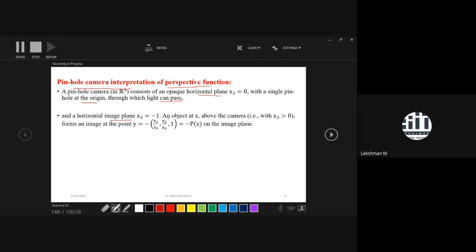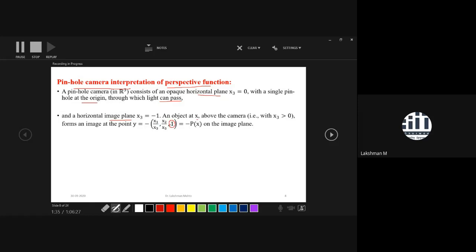Suppose there is an object at x above the camera. That means above the opaque plane, so x3 is greater than 0. It forms an image at a point y. Here you can observe that one coordinate is fixed, so it is just defined in terms of perspective.